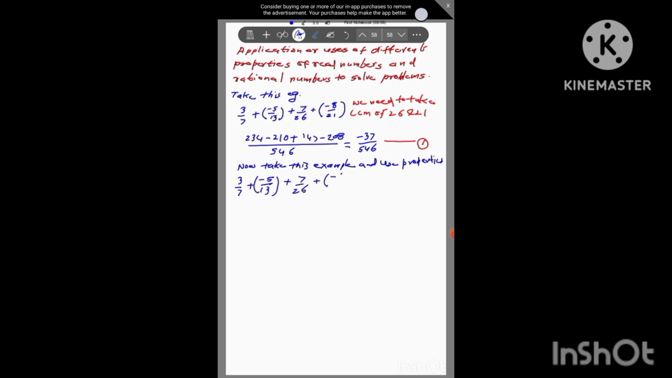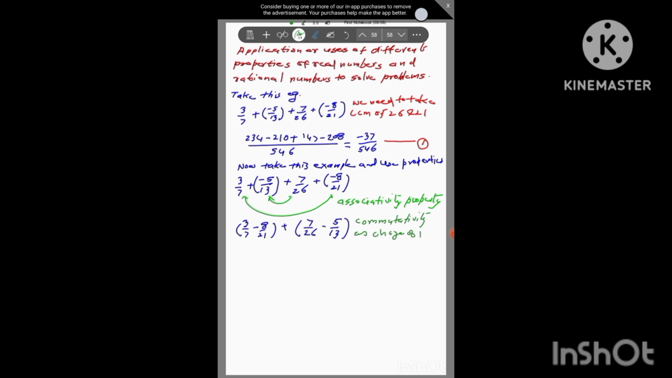Now this is the same example. If you look at the denominator, these are factors, and these can be associated. 3 upon 7 and minus 8 upon 21 can be associated, and minus 5 upon 13 and plus 7 upon 26 also can be associated. So you are using the associativity property, and also we are changing the places and using at the same time the commutativity property for simplicity.